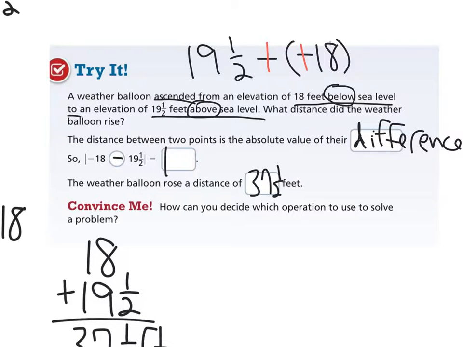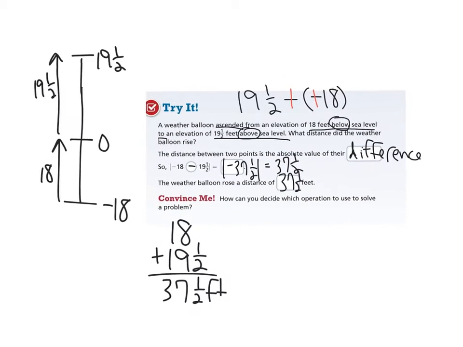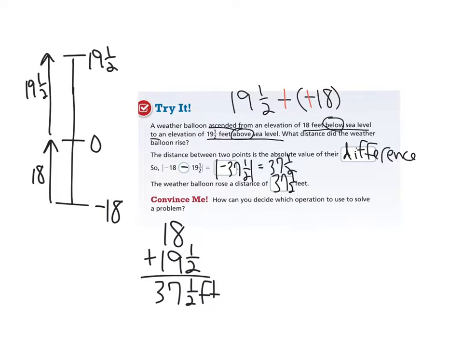Okay, remember with absolute values, that'd be the absolute value of -37.5, which would then be 37.5 feet. But again, I like either high minus low, or let's draw a number line and kind of see what's happening there.